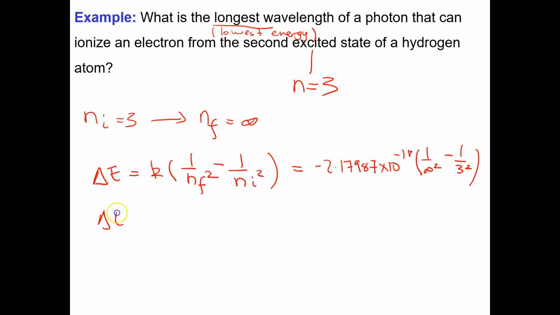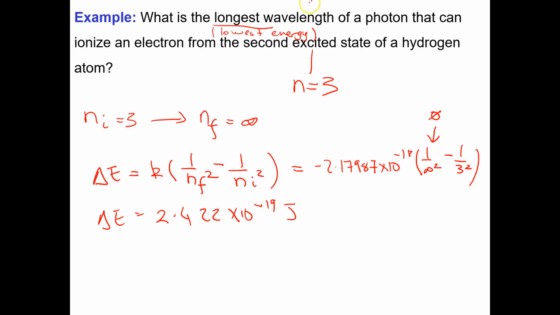So this change in energy, that's just going to be 0, that term. You don't have an infinity button on your calculator, so you just need to know that. Let's see what it is. It ends up being 2.422 by 10 to the minus 19 joules.